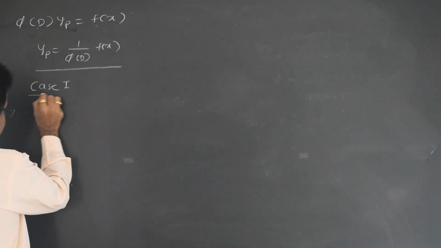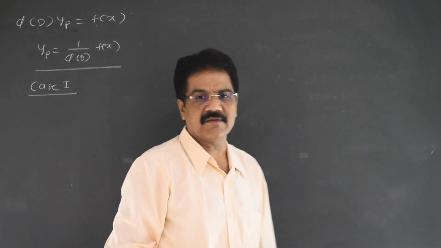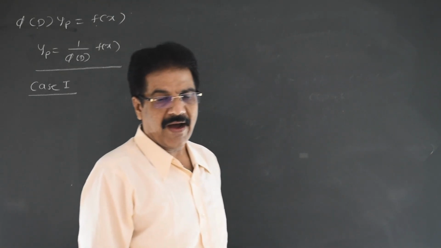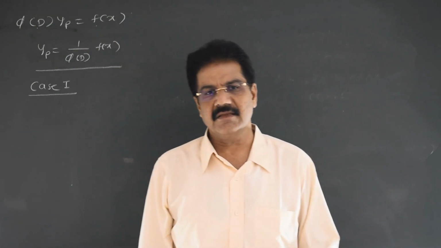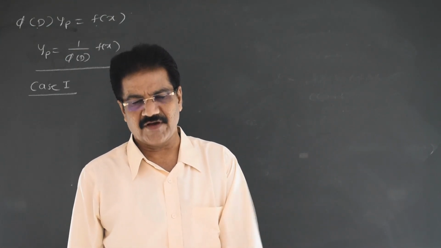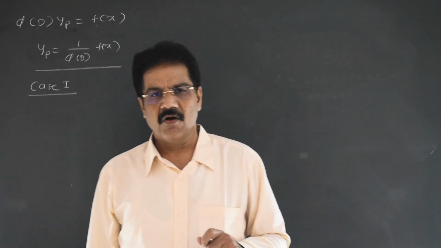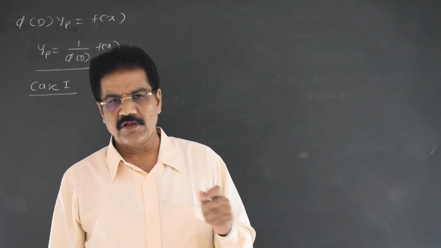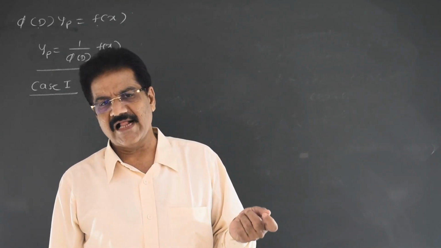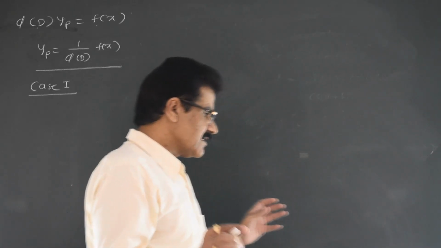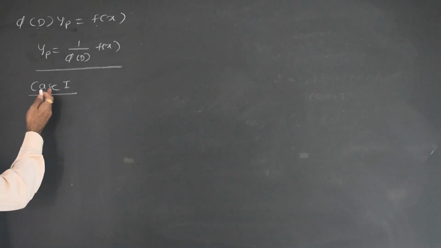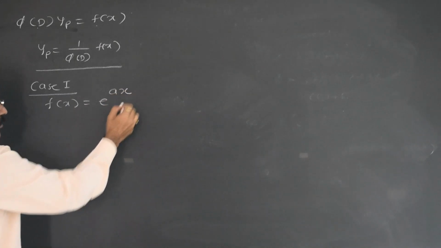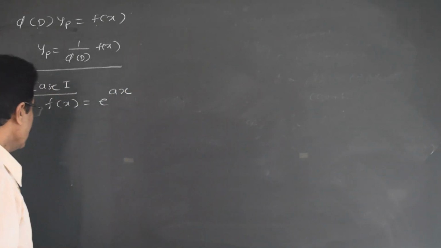There are as many as 7 cases of shortcut methods. Out of those 7 cases, we are going to study case number 1. Why is this called a shortcut method? Because these methods are useful for particular functions like the exponential function, sine or cos function, x square, x cube, that is polynomials, or even a product of algebraic and trigonometric terms, and various cases are there. For the time being, we will see case number 1, which is applicable for the function f(x) is equal to e raised to ax.